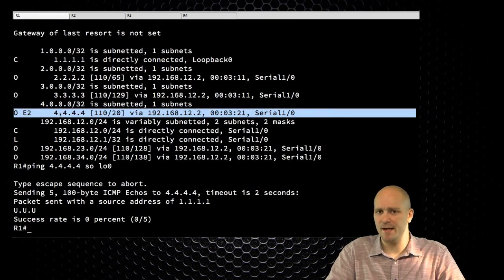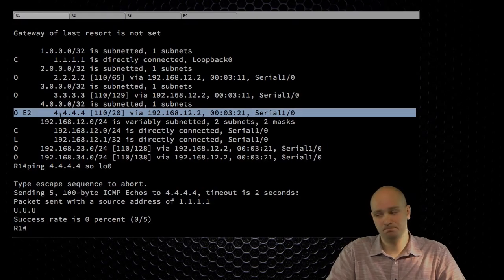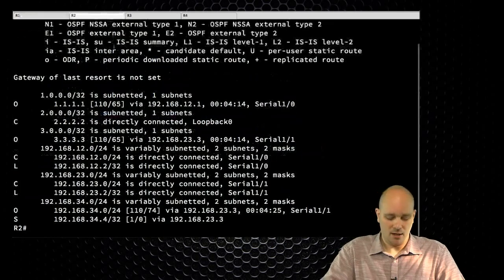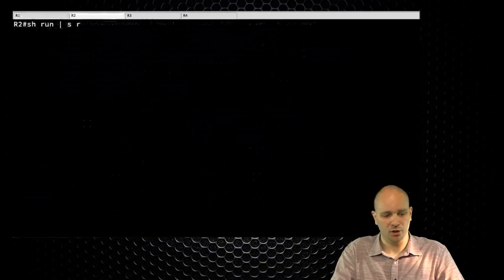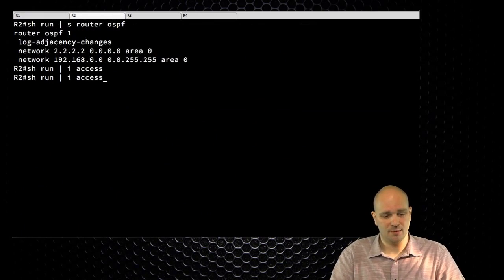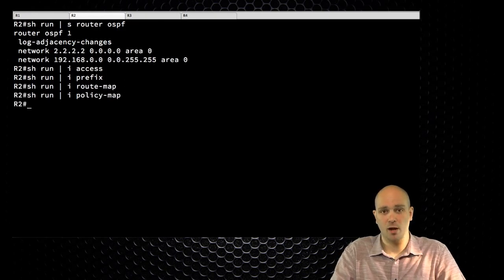Any thoughts? Does anyone have an idea what the problem could be here? If you do have an idea, write it in chat. Filter list on R2. Okay, that's very good. Now, filter lists would be configured in an OSPF process. So here is the OSPF process. It doesn't have any filter lists configured. And if I do show run | include access-list, I'm getting nothing. If I do show run | include prefix-list, I'm getting nothing. If I check for route maps or policy maps, anything that can remotely do any filtering on R2, nothing's there.